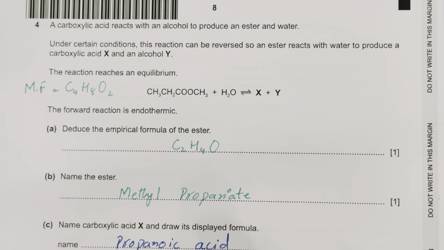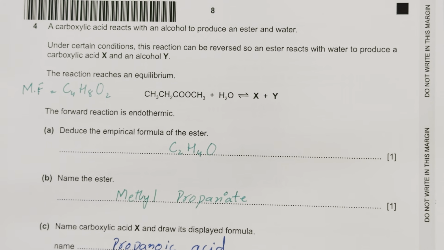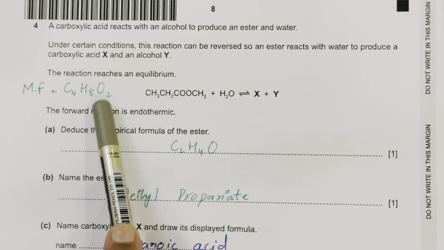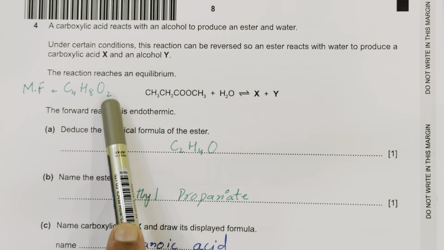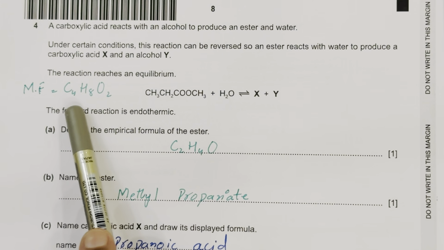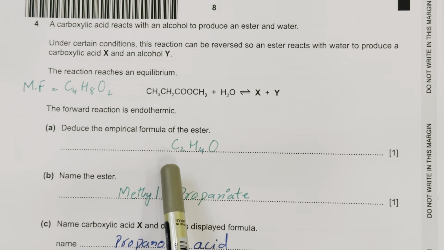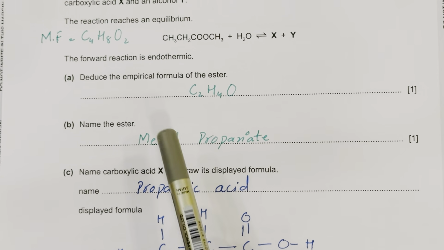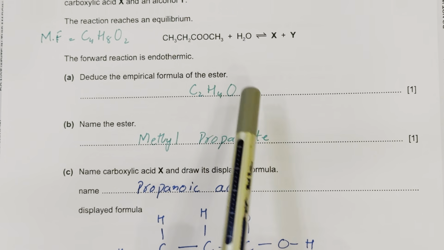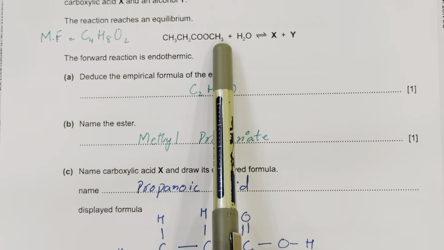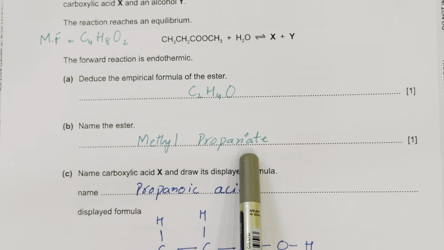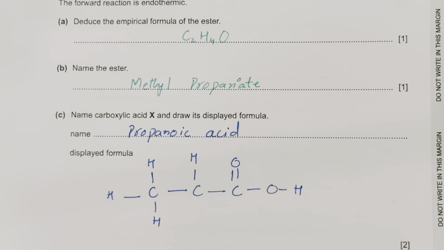Deduce the empirical formula. First you need to identify its molecular formula. Over here you can see that we have 4 carbon atoms, 8 hydrogen atoms and 2 oxygen atoms. So its formula will be C4H8O2. So we know that they have the common multiple of 2. So after dividing by 2, we get the empirical formula C2H4O. Name that ester. The ester would be methyl propanoate. It has CH3 and 3 carbon atoms are there, so that's why it is propanoate, methyl propanoate. Name the carboxylic acid X and draw its displayed formula.